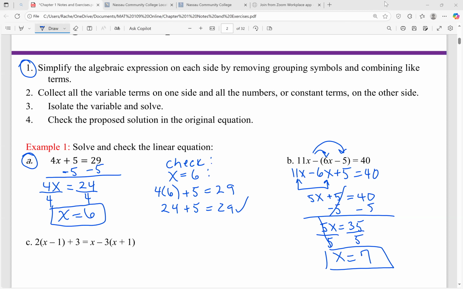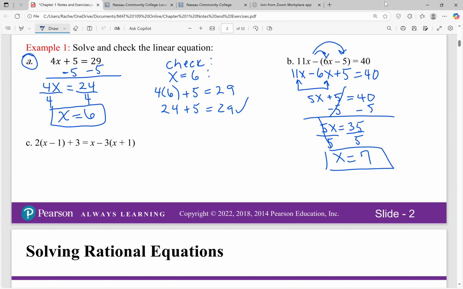Let's do one more. Look at part C. We want to solve for x. And again, we have to distribute on either side of the equation and combine like terms. That's what we have to do first. So first I'm going to distribute the 2 on the left-hand side, and then on the right-hand side, we have to distribute the negative 3. So I'm going to have 2x minus 2 plus 3 is equal to x minus 3x minus 3.